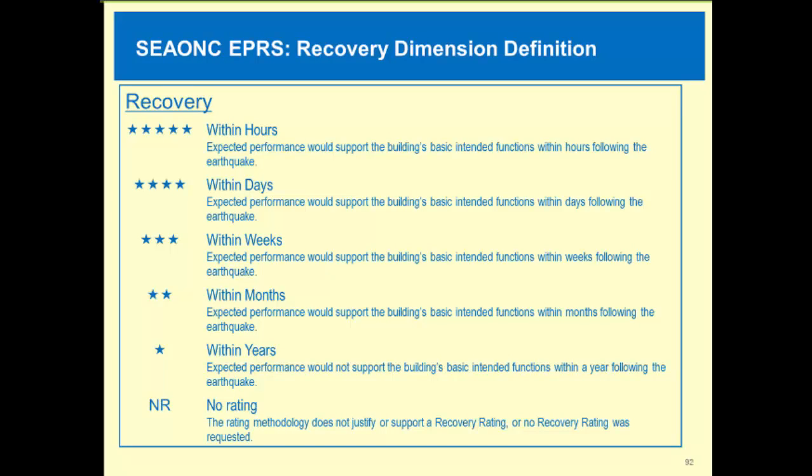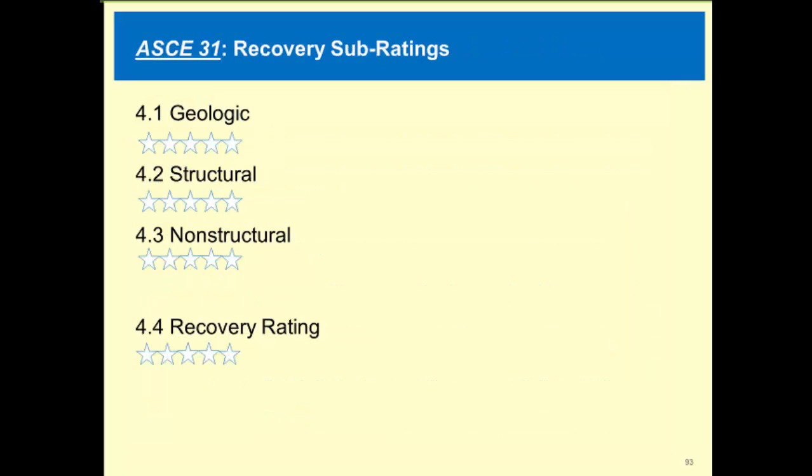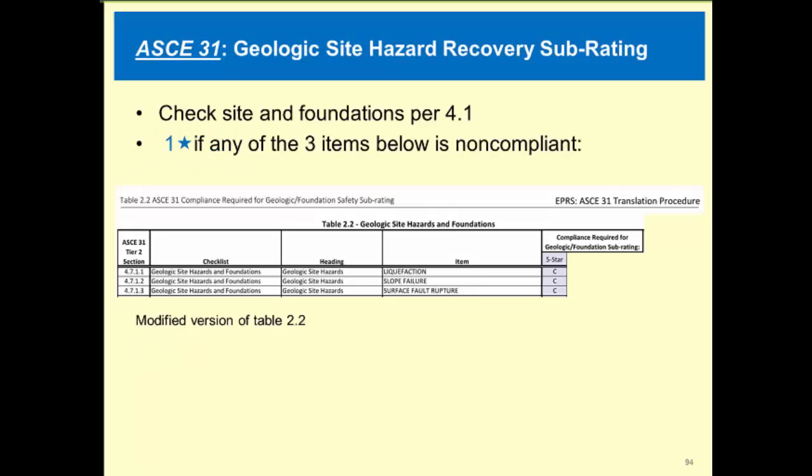All right, so now moving on to the last dimension, recovery. Again, we have 3 subratings: the geologic, structural, and non-structural, and then we take the minimum of those 3 in order to come up with our overall recovery rating. So step 1, we'll go to section 4.1, and again in Appendix D, we'll look at the checklist. You see it's similar to what we saw in 3.1. We only have the 3 items. In our case, we were compliant for all 3, so we can get a 5-star rating for the geologic foundation hazard. If we had a non-compliant for any of those items, again, we would be down to 1 star.